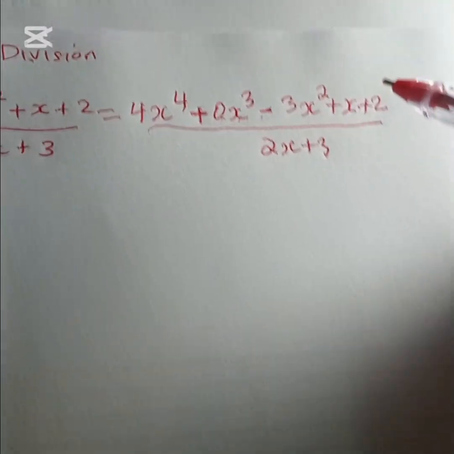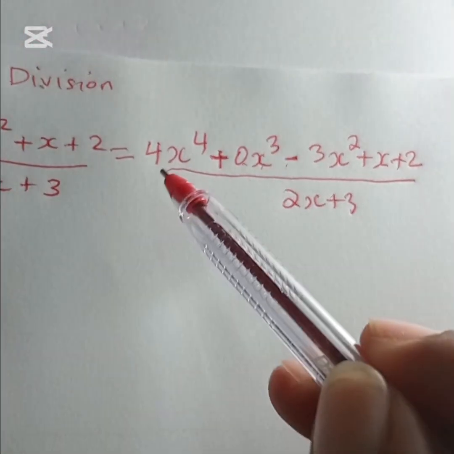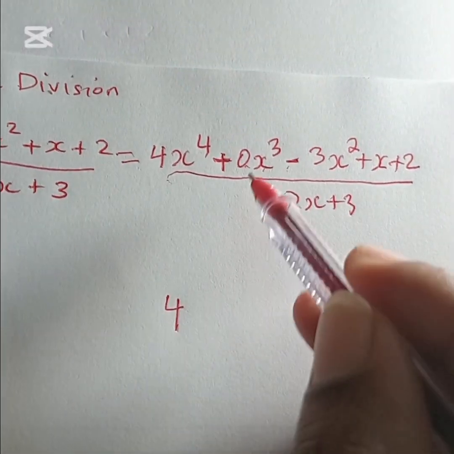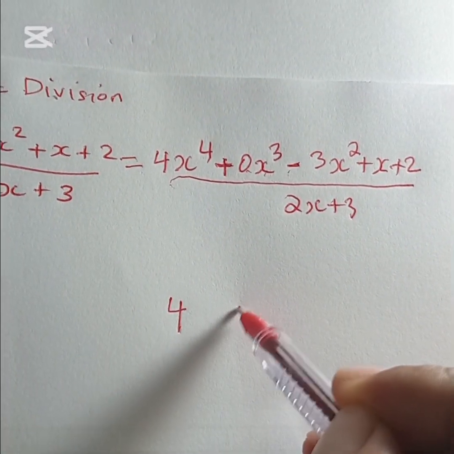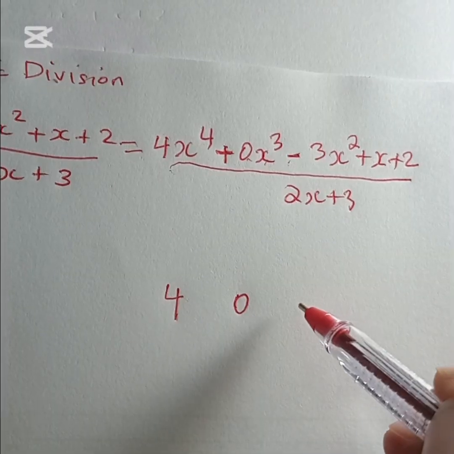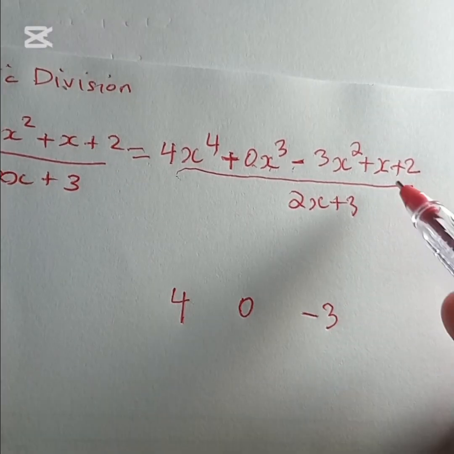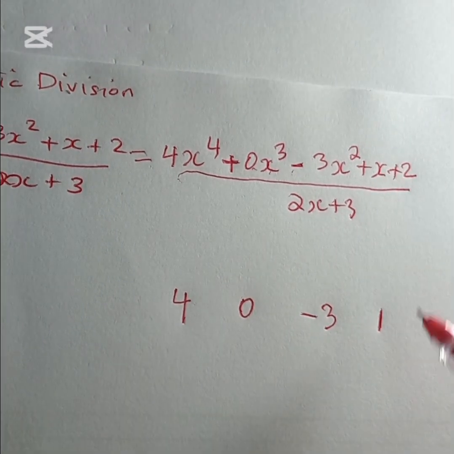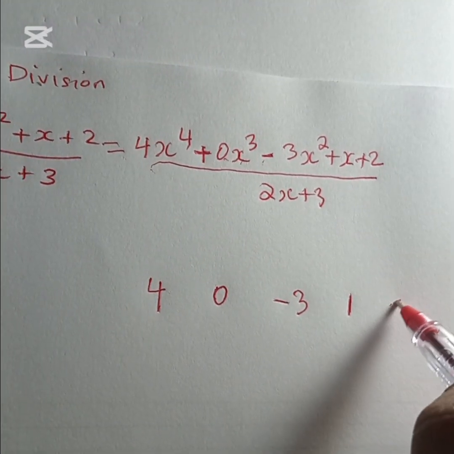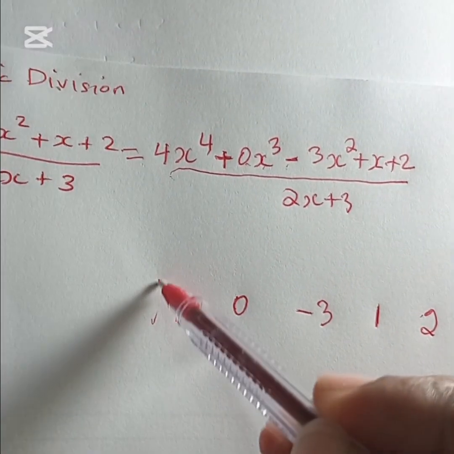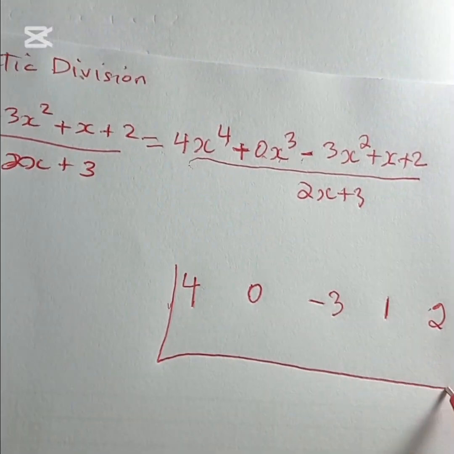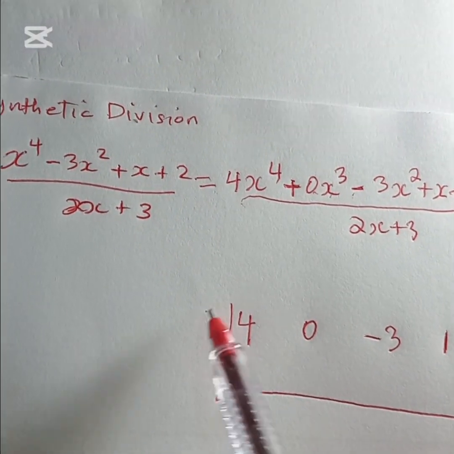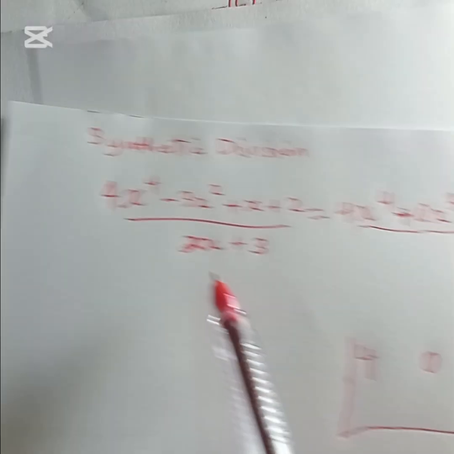Now let's pick our coefficients and line them up. The coefficient of x to the power 4 is 4. For x to the power 3 is 0. For x squared is negative 3. For x to the power 1 is 1, the number in front of x. And the constant is 2. And we put this synthetic division sign, and we need to put the number out there, which will come from our divisor.